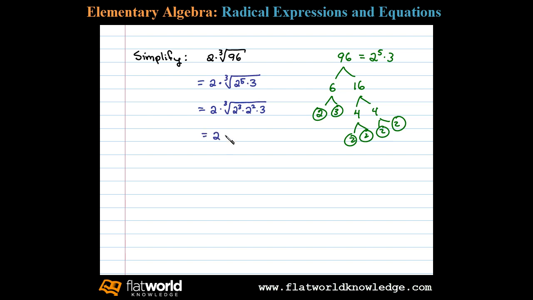And then we can apply the product rule for radicals. 2 times the cubed root of 2 to the 3rd times the cubed root of 2 squared times 3. That leaves us with 2 times, well, the cubed root of 2 to the 3rd is 2, times the cubed root of 2 squared times 3. Now 2 squared is 4, 4 times 3 is 12. And so our result is 4 times the cubed root of 12.